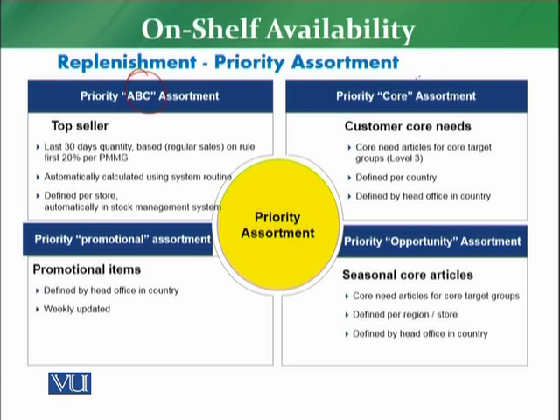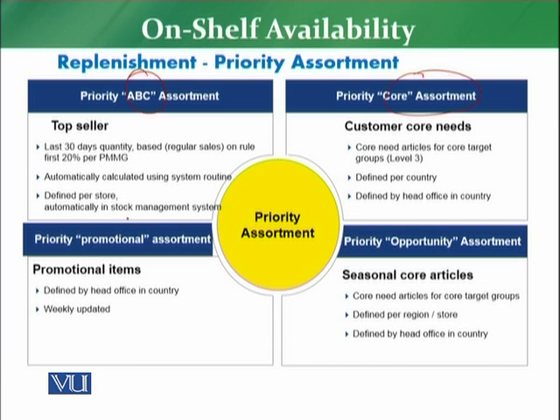Then the articles you have to replenish immediately are the core assortment. Core assortment are the articles which are the customer's core needs. For example, when a customer enters a bakery, his core need in that bakery is bread, eggs, milk, or maybe rusk. These are the core expectations of a customer from a bakery. So then you have to replenish this core assortment.